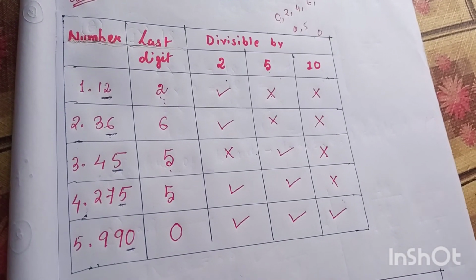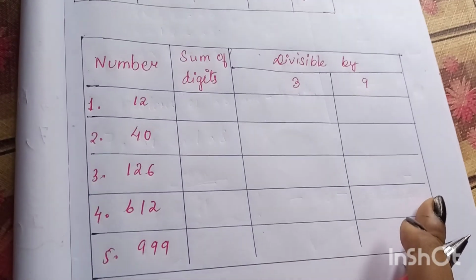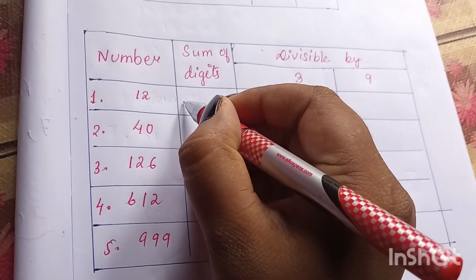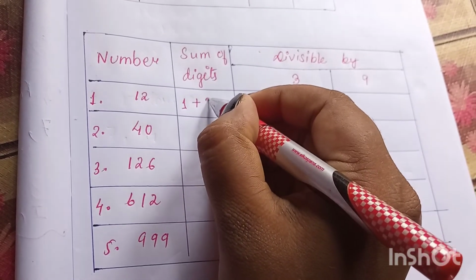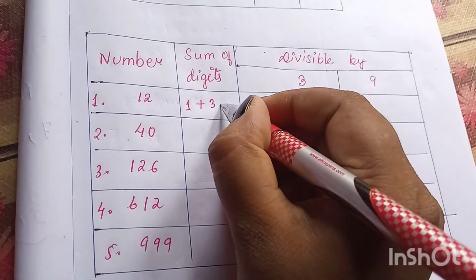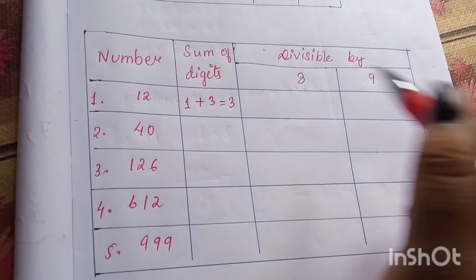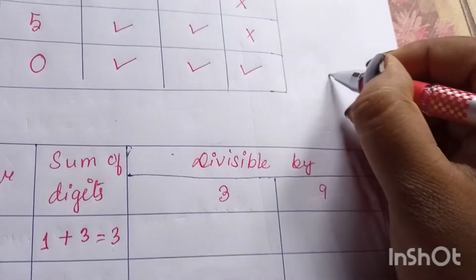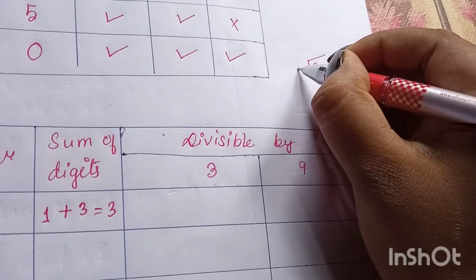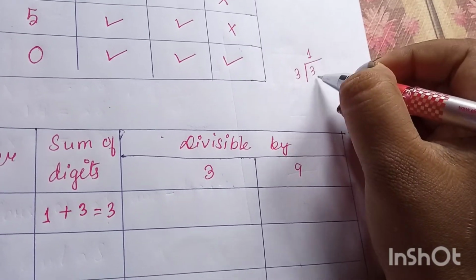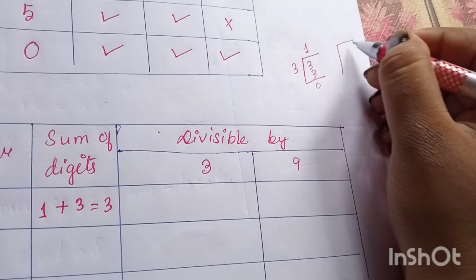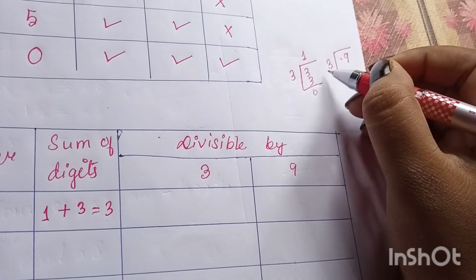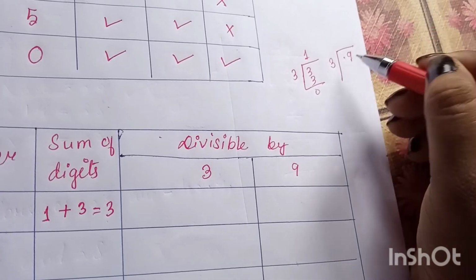Got it? Now we will look at the second table. Here we have to find the sum of the digits. Here 1 plus 2 is equal to 3. So the sum of digits is 3. Let us see whether it is divisible by 3 or not. Yes, 3 ones are 3. Now look at 9. Can it be divisible?